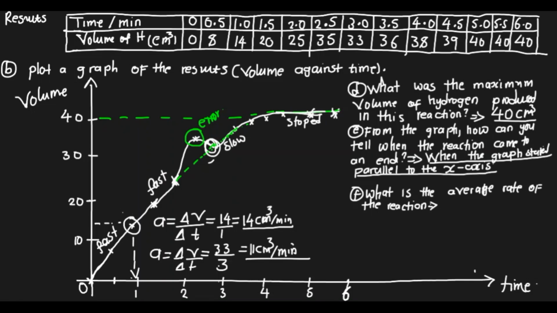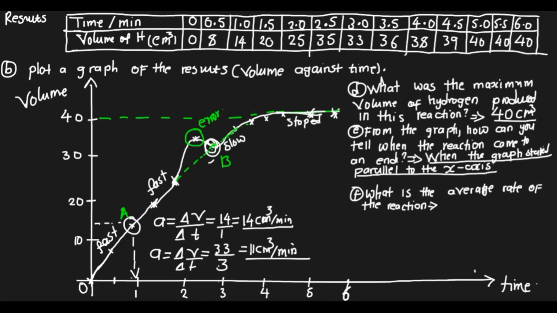So you can see that at this point, I'll call this point A, 14 cubic centimeters was produced per minute, but at point B we can see that there is a reduction. Instead of 14 we have 11 cubic centimeters of hydrogen produced per minute. So you can see that as the reaction proceeds with time, the speed of the reaction decreases, and we can see this by the result that is being produced.